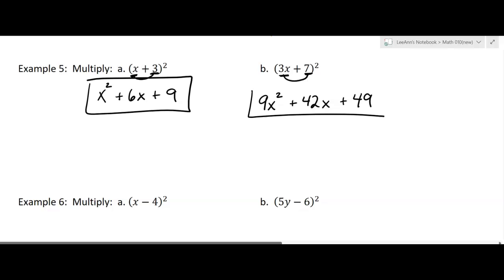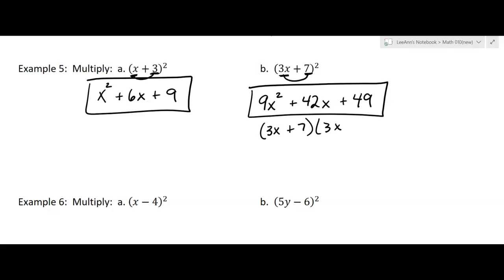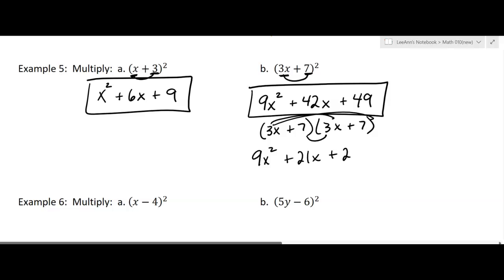Okay. Now, some of you might be saying, okay, I don't like the smiley face thing, so let me show it to you. If you take 3x plus 7 times 3x plus 7, this would be the FOILing way. You get 9x squared. So it's whichever way you like the best. 21x. And there's another 21x. See, that's always getting doubled. There's always 2 of them. And then 7 times 7 is 49. I think people just get used to FOILing, and so they just like doing that. But that's your 42x right there.